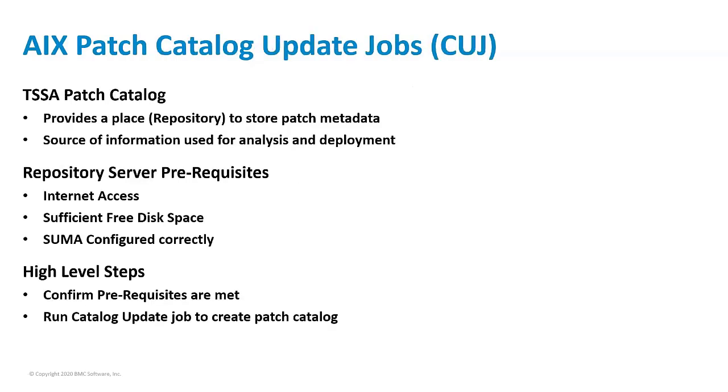Let us now talk about the catalog update job. A patch catalog stores patches and corresponding metadata used during analysis and deploy. A repository server which holds the patch catalog for AIX must have outbound internet access, sufficient disk space, and SUMA configured. We'll talk more about this in an upcoming demo.